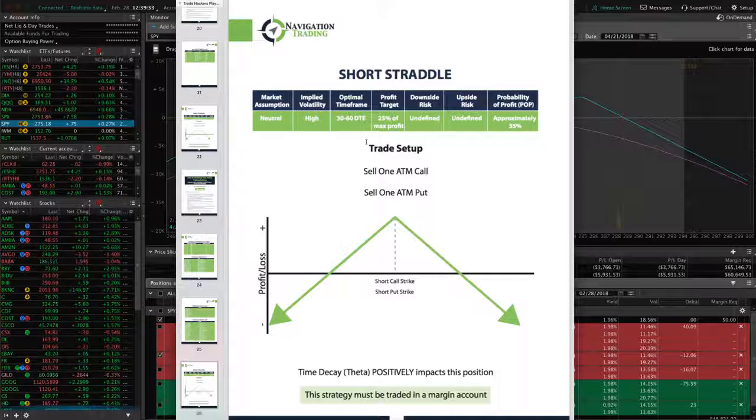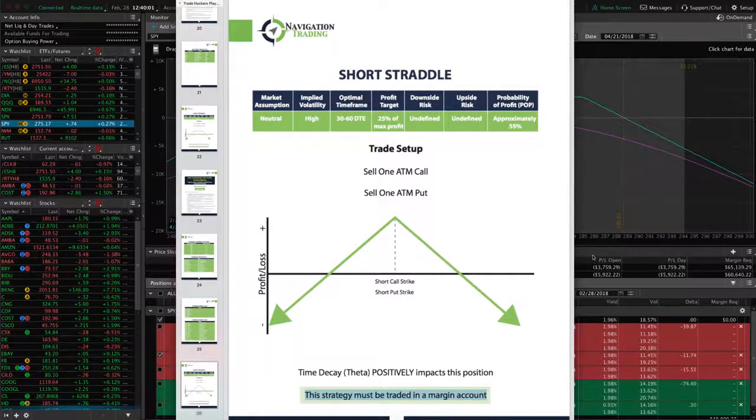We're only looking for about 25% of max profit with a straddle, but the downside is undefined, the upside is undefined, and our probability of profit is a little bit less. By doing this, we're simply selling one at the money call and selling one at the money put. This is what the graph looks like. Time decay, or theta, is also positive, and again, just like the strangle, this strategy must be traded in a margin account.